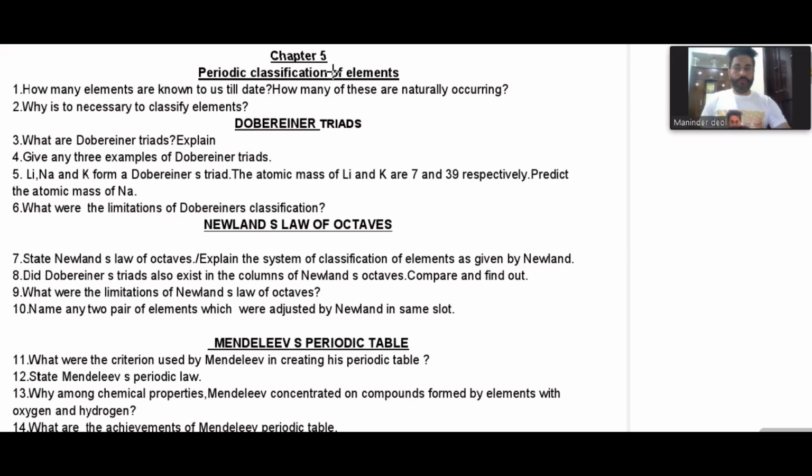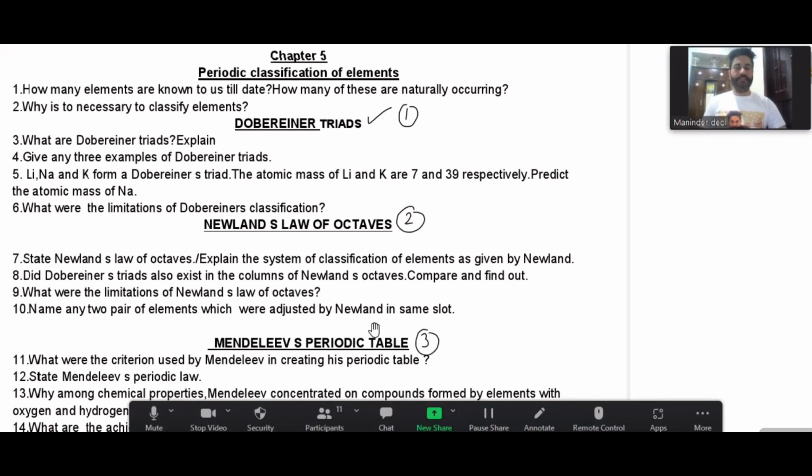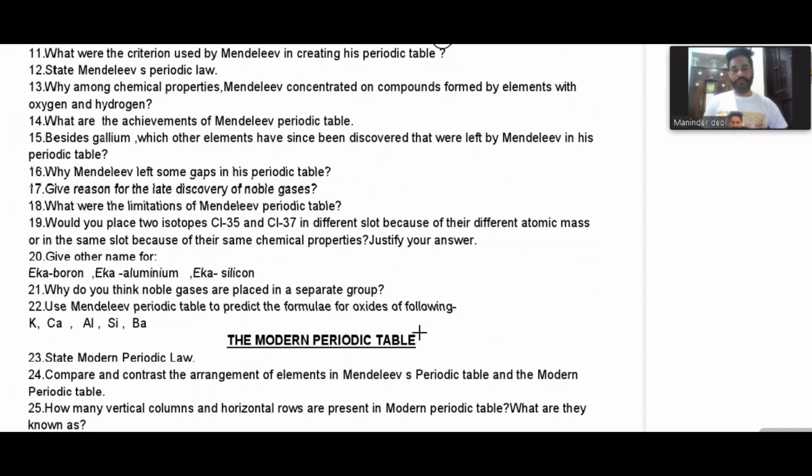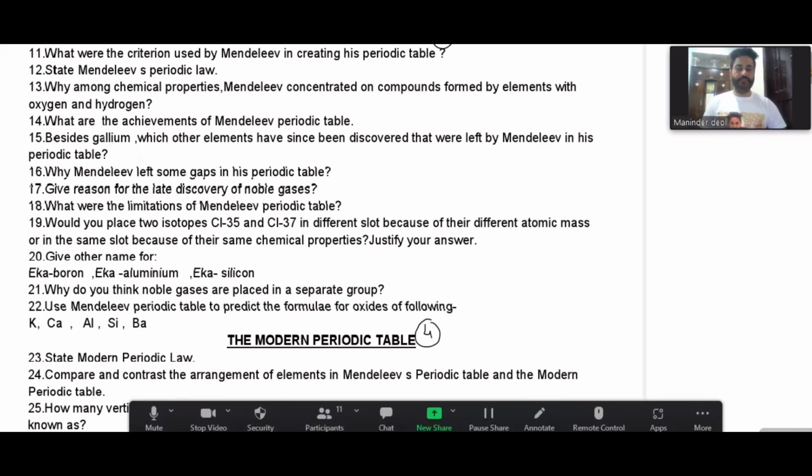Periodic classification of elements, chapter number 5, is where we study how different elements are arranged. There are mainly four scientists who have given their own theory for the arrangement of the elements. First is Dobereiner's triad, second is Newland's law of octave, third is Mendeleev's periodic table, and the fourth is the modern periodic table. This is the final arrangement of the elements.